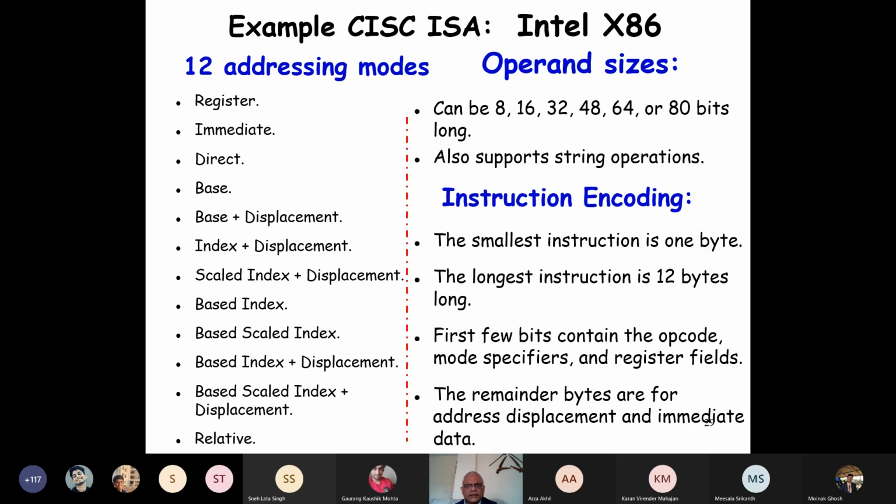This is the Intel 86. These are the 12 addressing modes, and for each addressing mode you have various types of operands and also various sizes of instructions. You can have 1 byte to 12 bytes, and the first few bytes contain the opcode, mode specifier, and register field, and the rest are the displacement and immediate data.